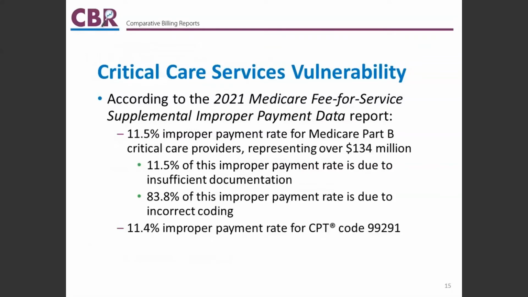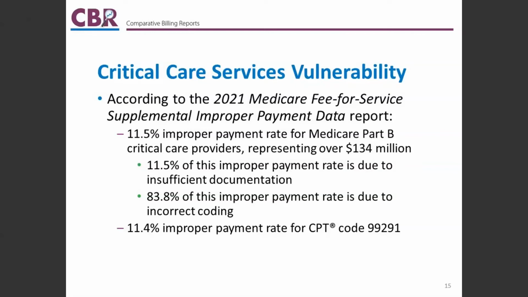Let's take a look now at the vulnerability of correct payments for critical care services and how that plays into CMS's protection of the trust fund. We saw in the introduction information from the 2021 Medicare Fee-for-Service Supplemental Improper Payment Data Report. That report reflects an 11.5% improper payment rate for Part B critical care providers, which represents $134 million in projected improper payments. Within that error rate, there is an 11.5% improper payment rate due to insufficient documentation and an 83.8% improper payment rate due to incorrect coding.